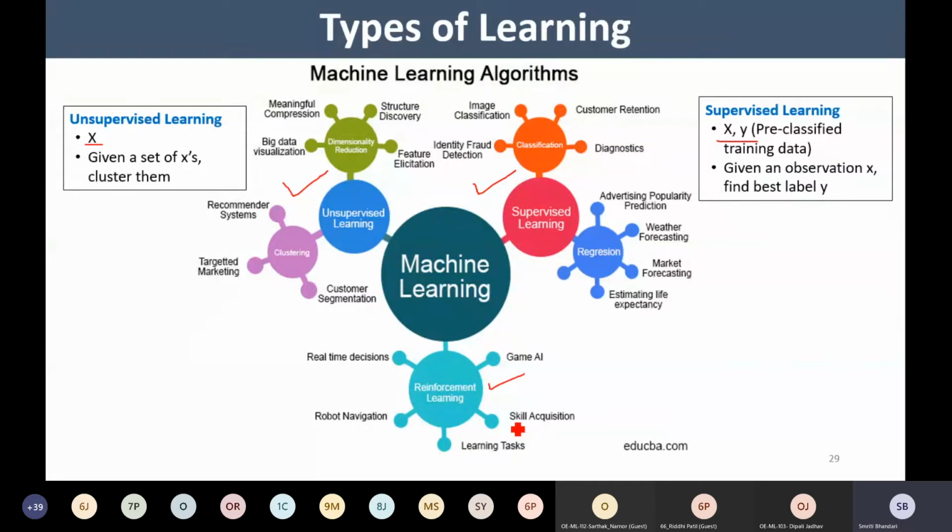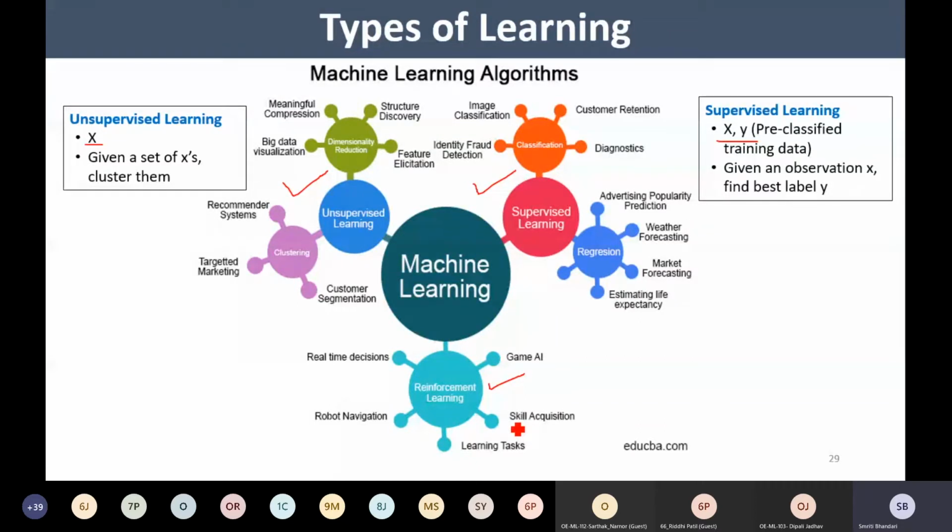So based on that experience, the model learns. We find the applications of reinforcement learning in building games, robot navigation, or sometimes in making real-time decisions. Just remember that in reinforcement learning, we are trying to maximize the reward in a certain situation, and whichever move gives us the maximum reward, that move is picked up to come up with the solution. So that is what reinforcement learning is.